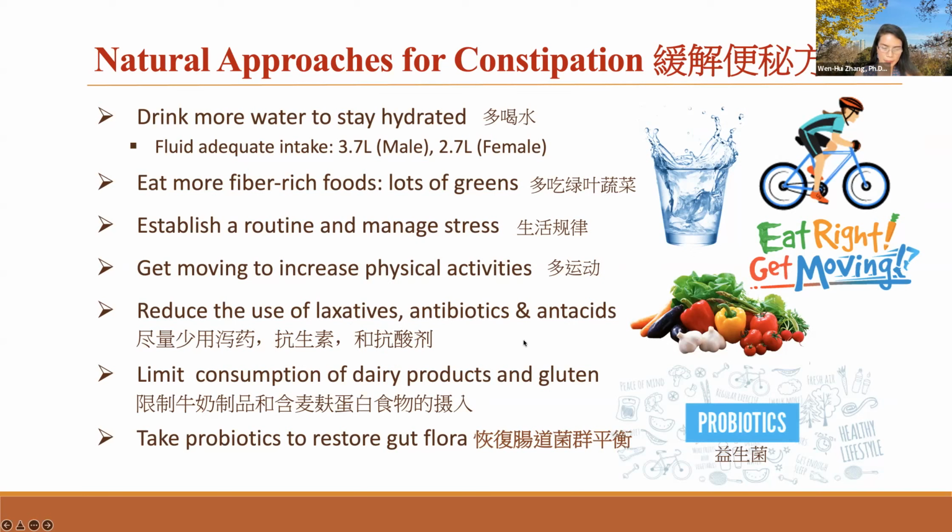Antibiotics kill other bacteria, so they could lead to an imbalance of gut microbiota. And limit consumption of dairy products and gluten. For those people with constipation, they may want to avoid dairy products and gluten to see if it improves.